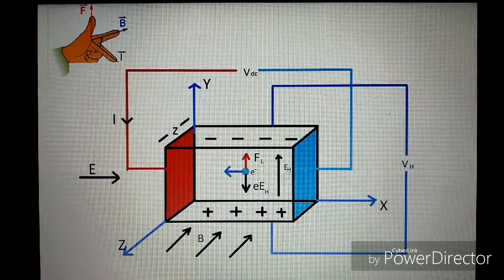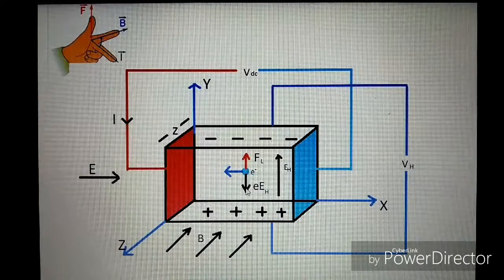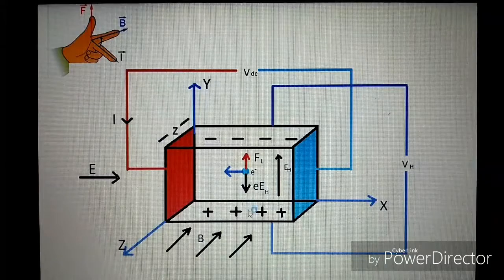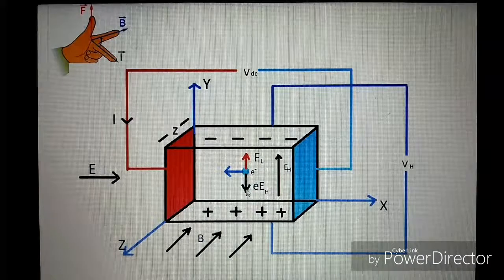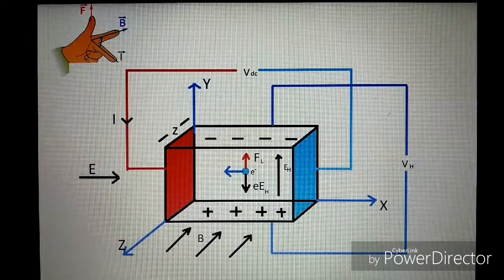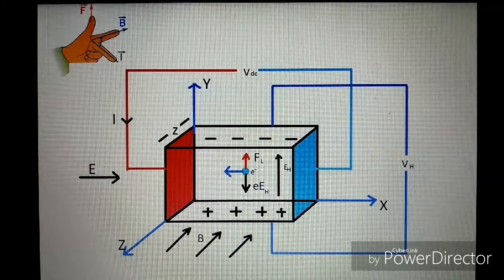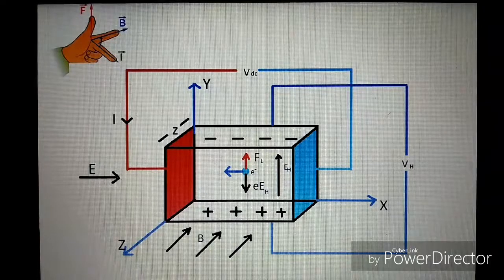Now, the Hall field EH created by the surface charges produces a force which opposes the Lorentz force. The accumulation process continues until the Hall force completely cancels the Lorentz force. So, this is what happens with the movement of the charge due to presence of the electric field in the magnetic field. Now, let us do the deduction for the expression of Hall coefficient.